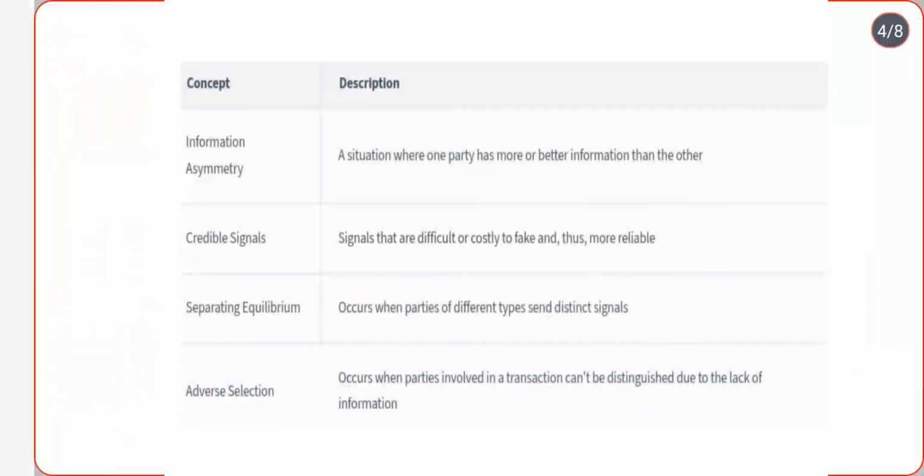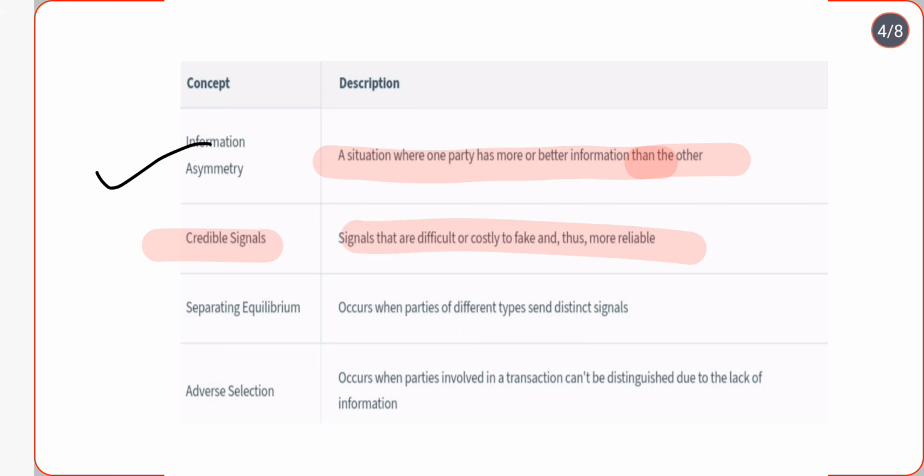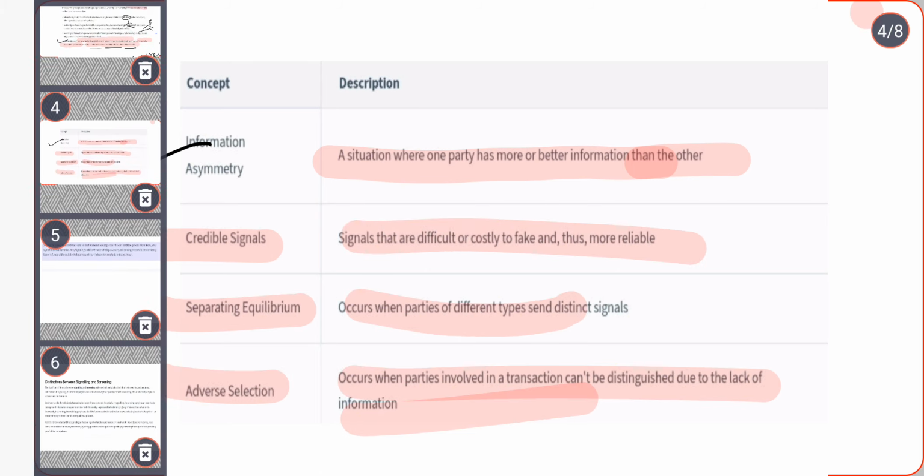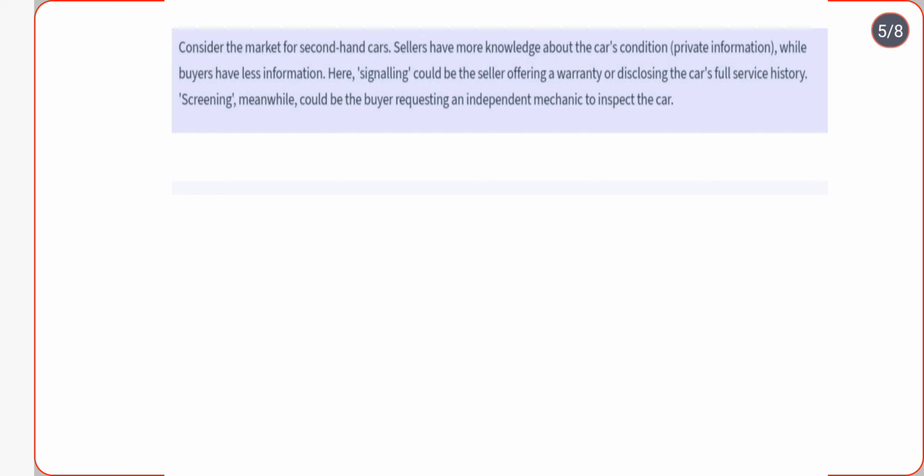Now here it is written in the form of a chart: information asymmetry, a situation where one party has more or better information than the other, and credible signals. We discussed all of this in the previous slide. So after that, let's consider a second-hand car market. In the second-hand car market, sellers have more knowledge about the car's condition, as I have told, while buyers have less information. Here, signaling could be the seller offering a warranty or disclosing the car's full service history. Screening, meanwhile, could be the buyer requesting an independent mechanic to inspect the car.